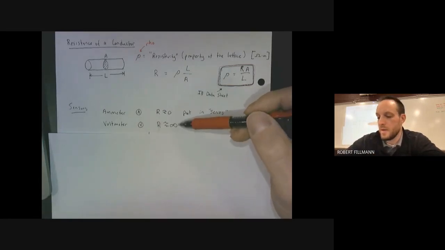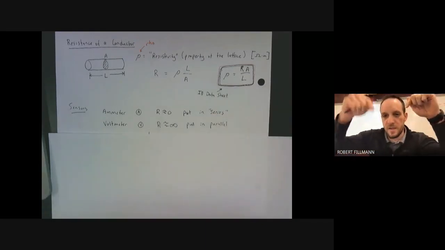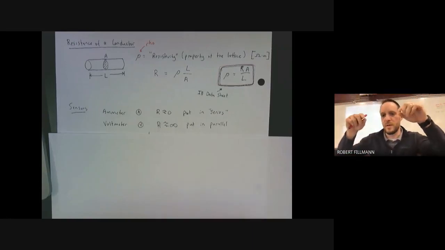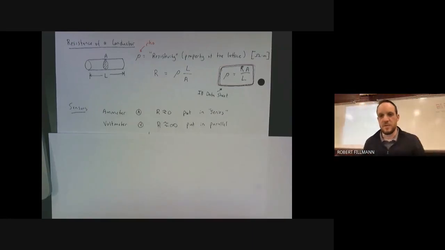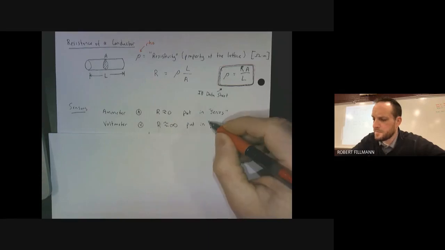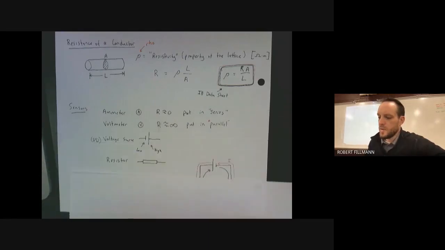The voltmeter, on the other hand, has an almost infinite resistance. You don't want current flowing through your voltmeter. Instead, you want your voltmeter to touch on either side of the object, and you don't want current to leave and flow through your voltmeter. You want your voltmeter to know the potential difference between one spot and the next. So we say that the voltmeter is put in parallel, and the ammeter is placed in series. I'll show you what that looks like here.